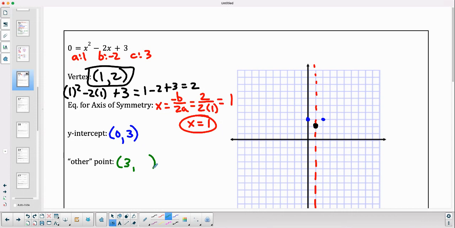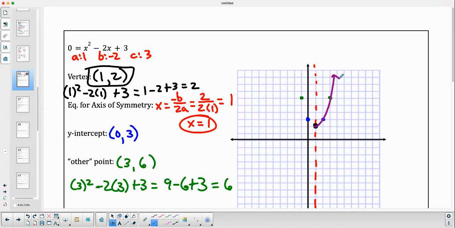So for this one, that would be 3 squared minus 2 times 3 plus 3, and that's 9 minus 6 plus 3, which is 6. So if you plug in 3, you get out 6. So I need a dot at 3. 1, 2, 3, 4, 5, 6. That's 2 steps away from the red line. So I need another green dot 2 steps to the left. And here's my parabola.